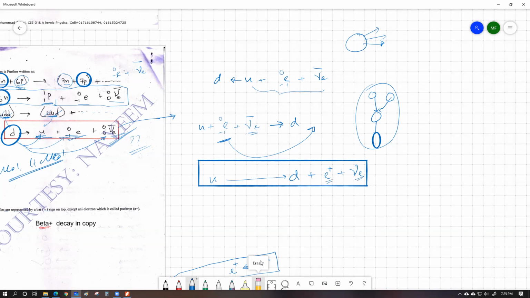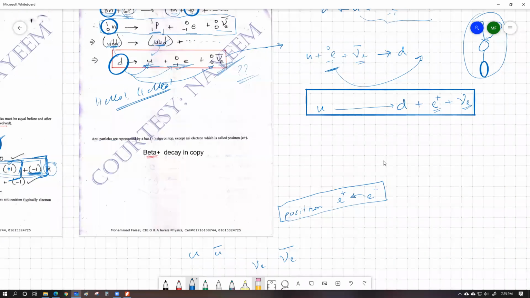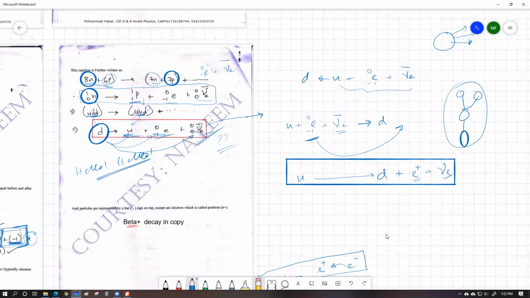Beta plus decay is actually quite interesting. We cannot recreate beta plus decay in our earthly environment, because this is an extremely energy demanding process, like superbly energy demanding. Let me tell you why this happened. What I need you to understand, just have a look.